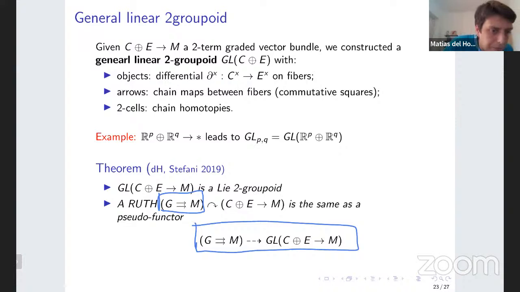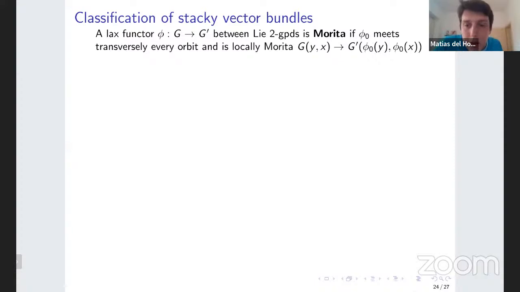I will finish in a minute, sorry. So, classification of stacky vector bundles, and maybe this is related to what Ezra was mentioning. I will say that a Lie functor between Lie groupoids is Morita if it meets transversely every orbit and it is locally Morita. This is kind of minimalistic because I am looking just at the zero level, asking to intersect every orbit transversely, and asking that, once I fix the two objects, I have a groupoid of arrows, and at this local level it has to be Morita.